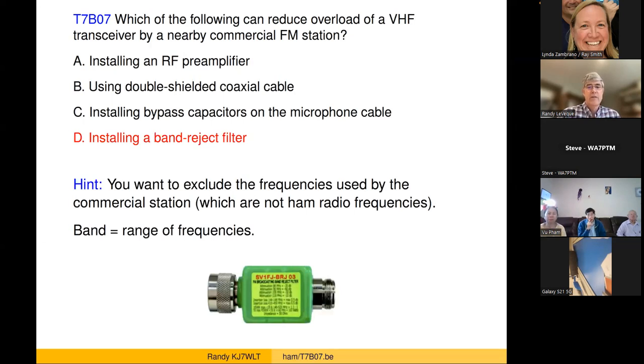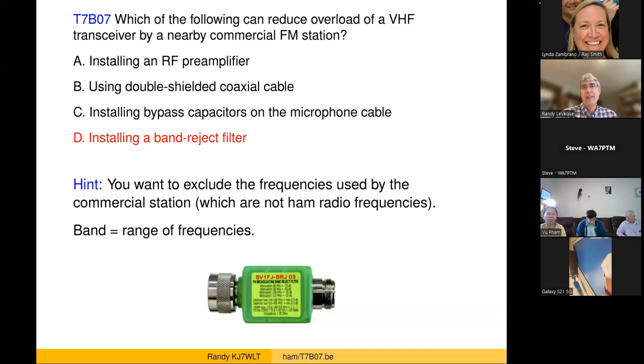So here they're talking about if you have a VHF transceiver. By VHF transceiver, they mean a ham radio, an amateur radio, that's operating in the VHF band, which is the 144 to 148 megahertz band that handheld radios operate on, for example. If that's being overloaded by a nearby commercial FM station, that means there's some commercial station or public radio or somebody who's broadcasting such a strong signal that your ham radio is picking it up and it's interfering with your ability to hear the ham stations.